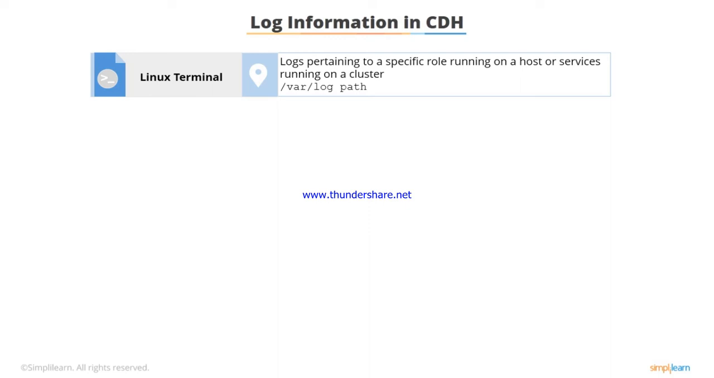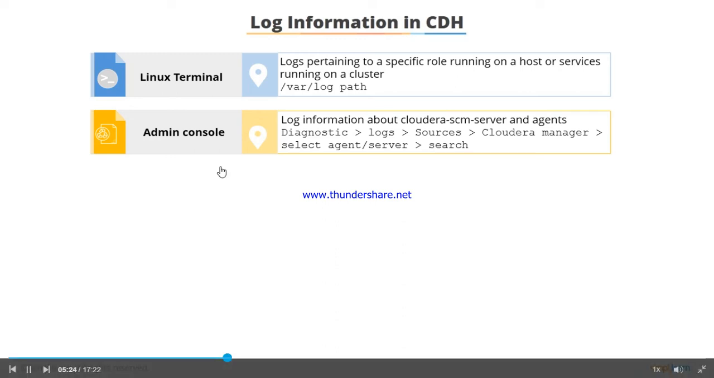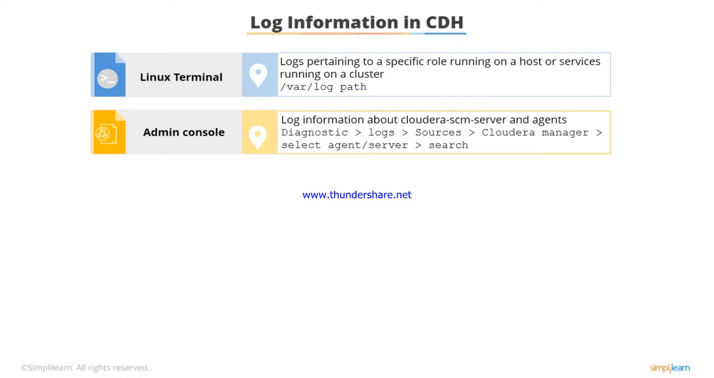Logs can also be seen from Linux terminal in /var/log path. For log information about Cloudera SCM server and agents, you can either view it from the admin console on the user interface or from the terminals. From the admin console, first click Diagnostic, then Logs, and then click Select Sources. Clear all the options. Select Cloudera Manager. Select the agent or server based on the host, and then click Search.